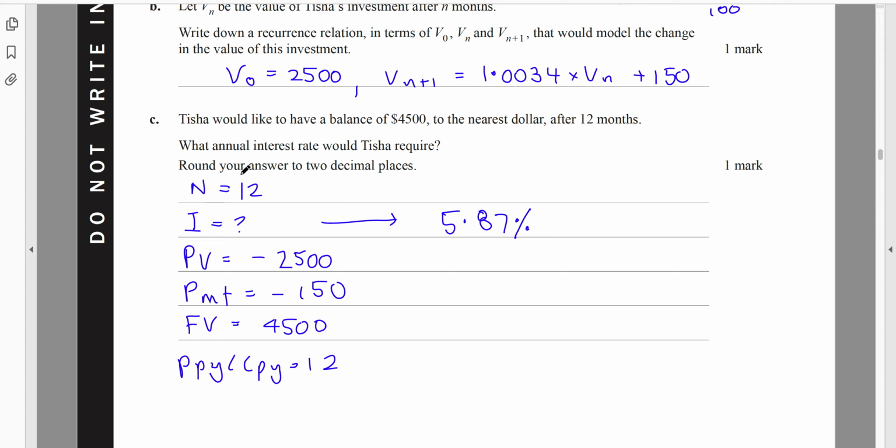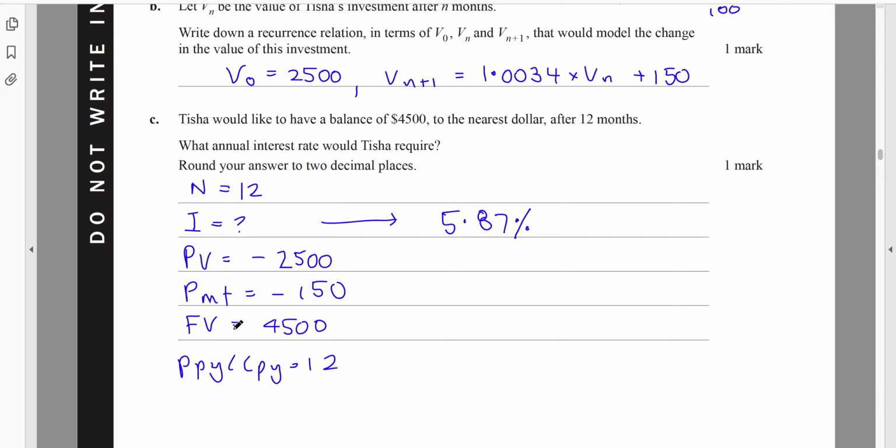So we've got 12 months in this investment. We don't know I, so I've put a question mark for now. PV is what she starts with, which is 2,500. Notice we need to put a negative because this is an investment. Tisha is giving this money to the bank for the 12 months. PMT is also negative because Tisha is adding to this investment. So that 150 is going to the bank in addition to this amount every single month.